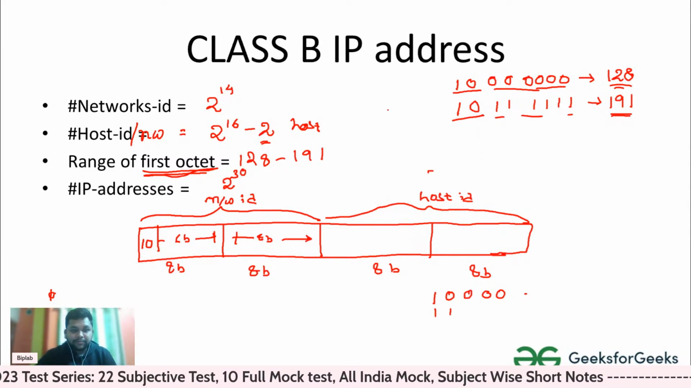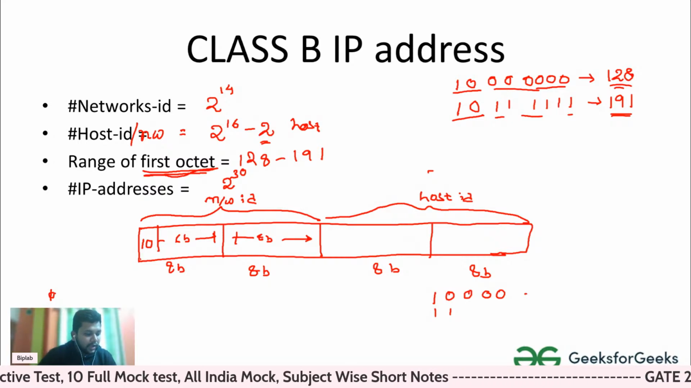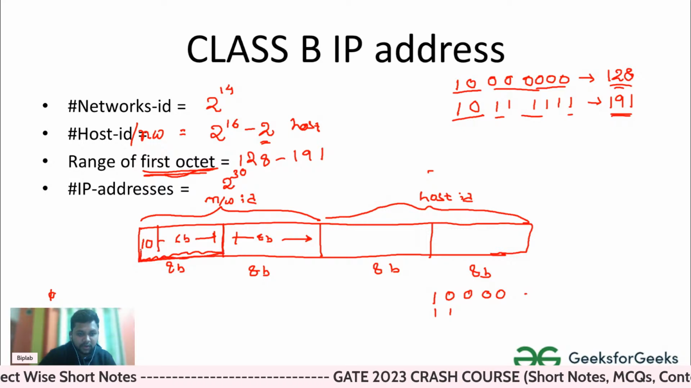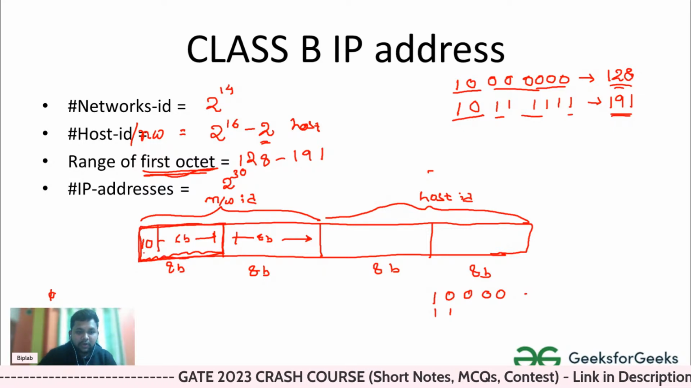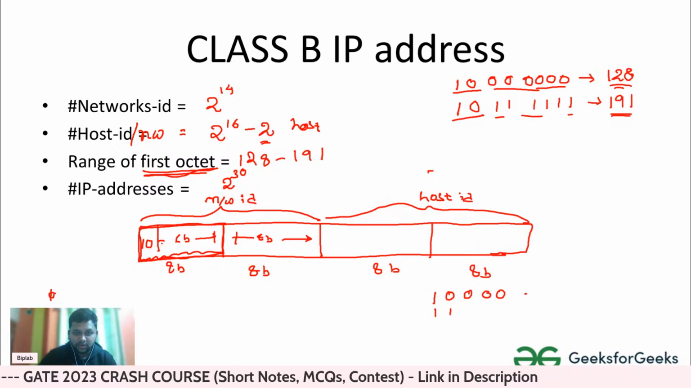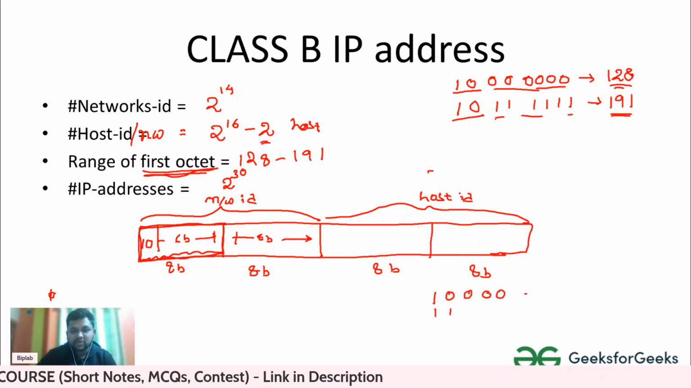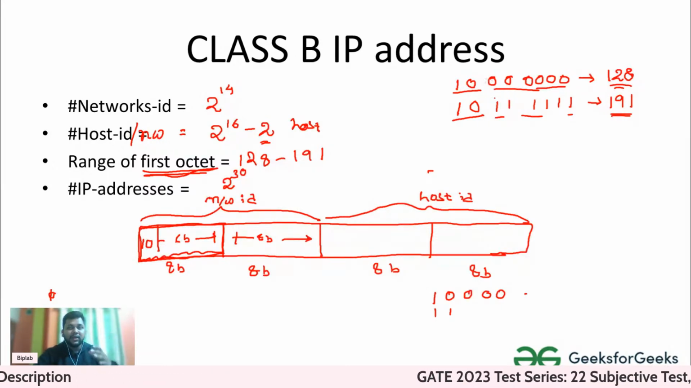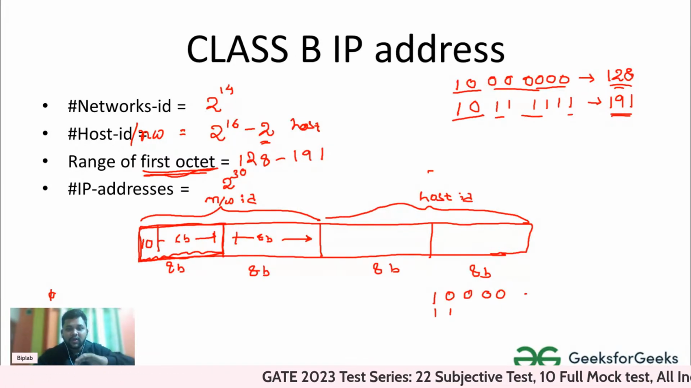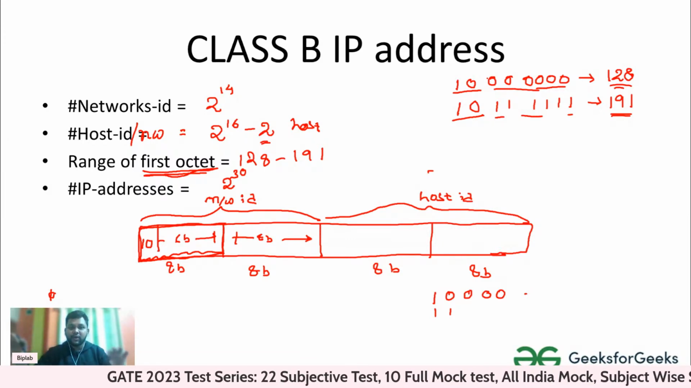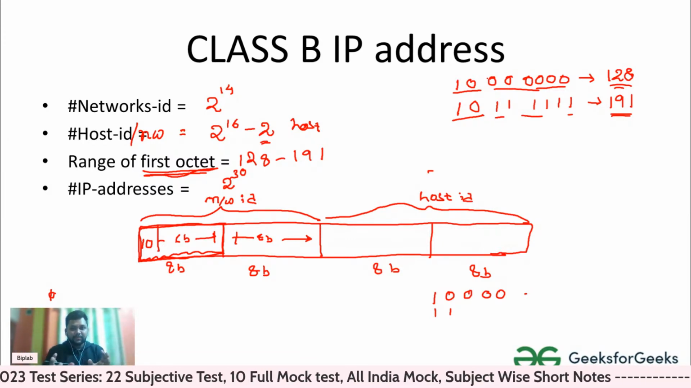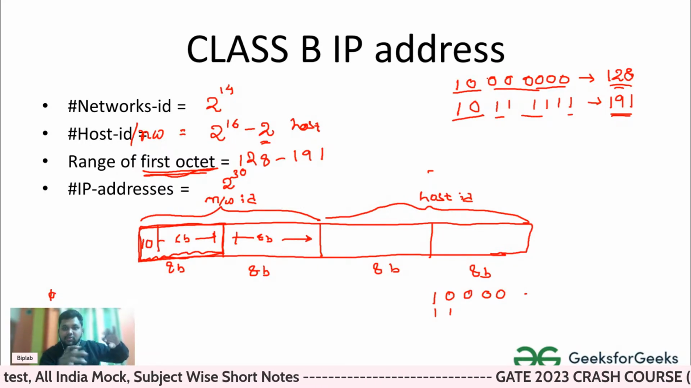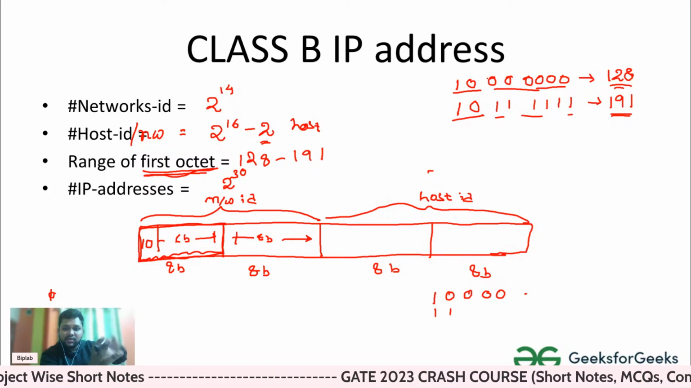So, range of first octet. That means we are talking about only the first octet, that is this octet. You already know that 10 will be your first 2 bits for sure. Now for the rest of the 6 bits, to find the range, you can find the minimum network ID and the maximum one. Between them will be your range. What can be the minimum? When your first 2 bits are 10 and fixed, the rest of the 6 bits can be all zeros, that is the minimum.